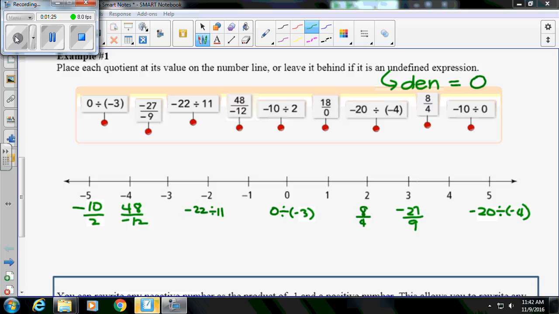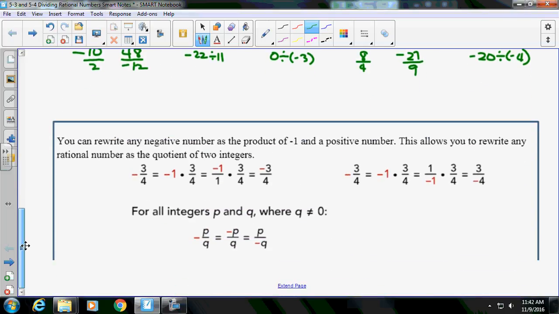Okay, let's move on. You can rewrite any negative number as the product of -1 and a positive number. This allows you to rewrite any rational number as the quotient of two integers. This is one of the most useful things I have used in my math career. You will carry this along with you through pre-calculus and algebra 2 and calculus and all the good math classes you'll take above and beyond when you get out into the collegiate world.